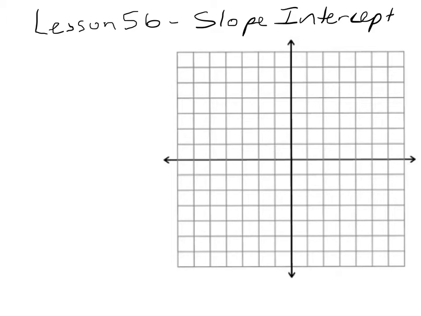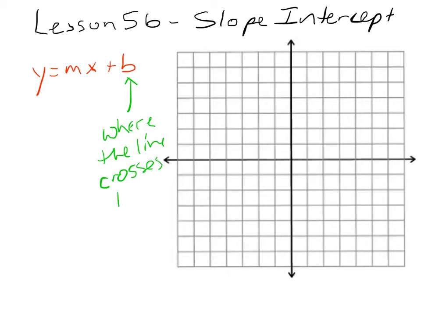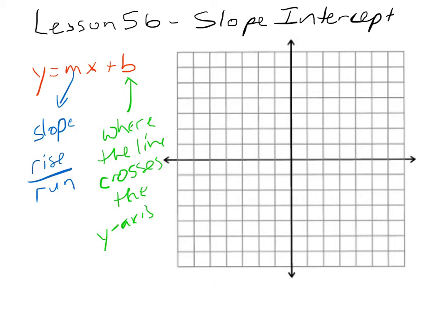Alright, 8th graders, lesson 56 here, and we're going to be talking about slope-intercept form, which we've talked about already. Slope-intercept form is y equals mx plus b, and the b is where the line crosses the y-axis, and m is the slope, or again the rise over run.